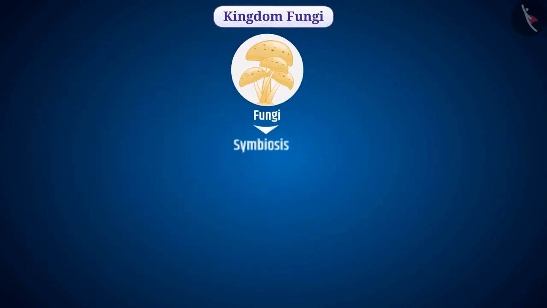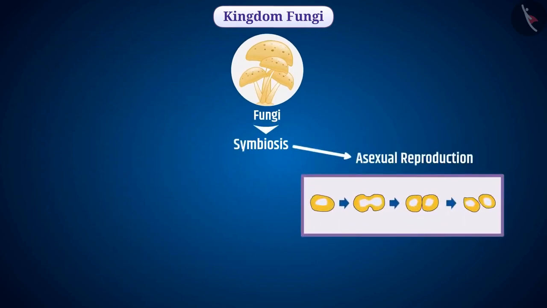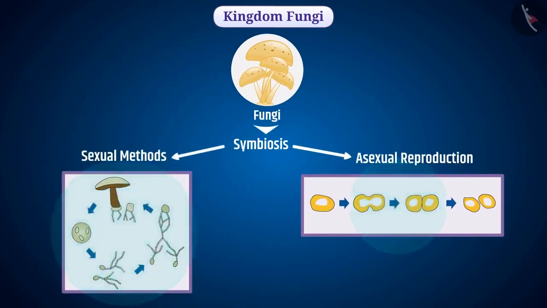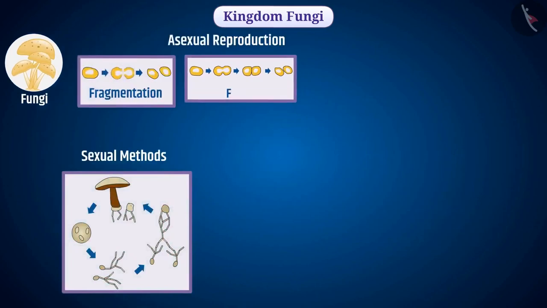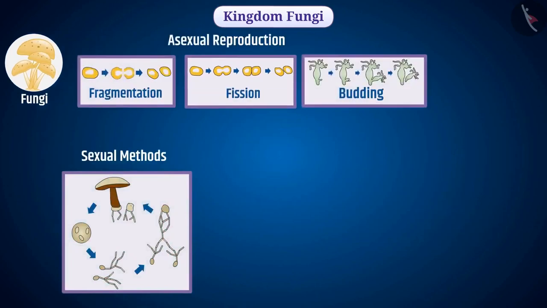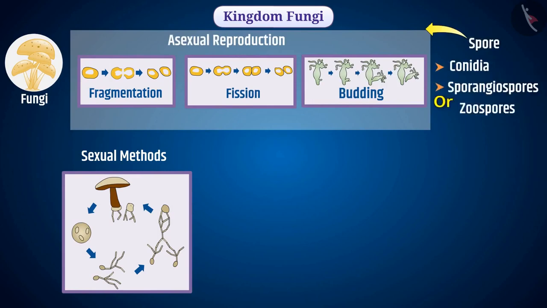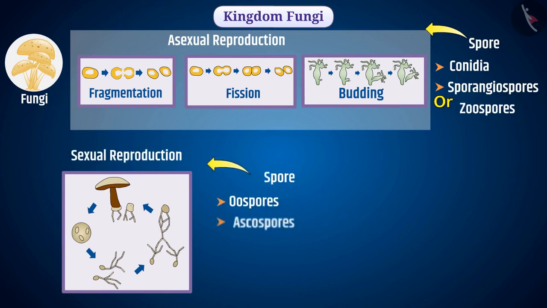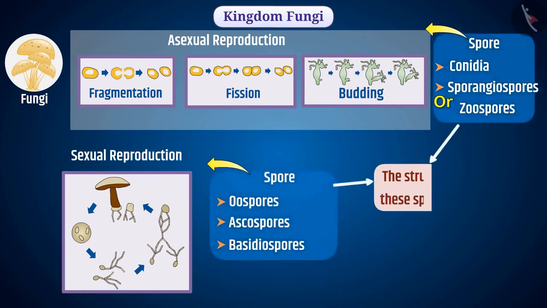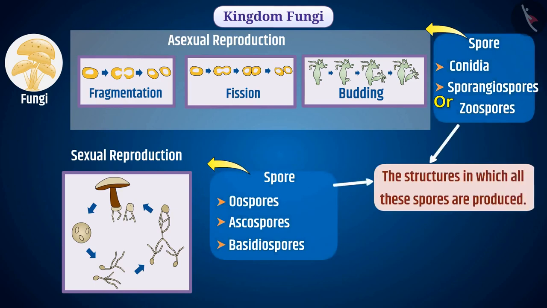In fungi, reproduction can occur through asexual and sexual methods. Fragmentation, fission, and budding are the types. Asexual reproduction is caused by spores called conidia, sporangiospores, or zoospores. Sexual reproduction takes place by oospores, ascospores, and basidiospores. The structures in which all these spores are produced are called fruiting bodies.